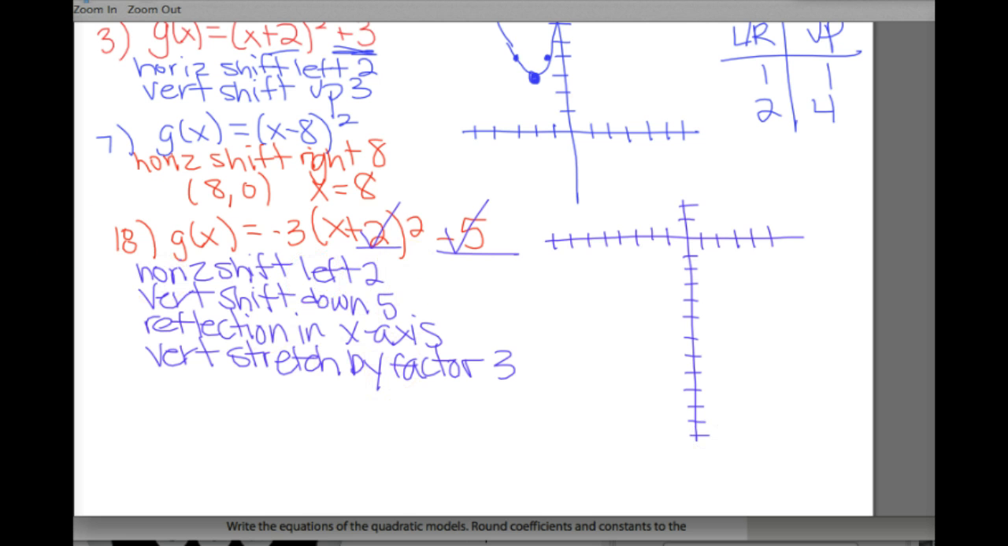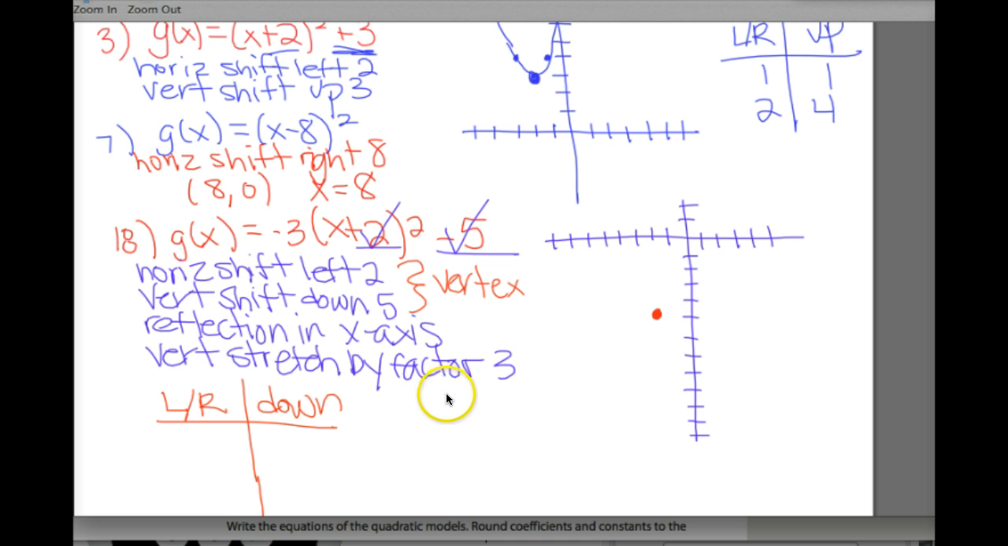Okay, so when we graph, we always do the shifting first because that's the location of the vertex. So we do that first: left 2, down 5. Here's my vertex. Next, I determine which way it opens by whether there's a reflection or not. There is a reflection. So that means when I go to list my parent pattern, instead of writing up, I'm going to write down.